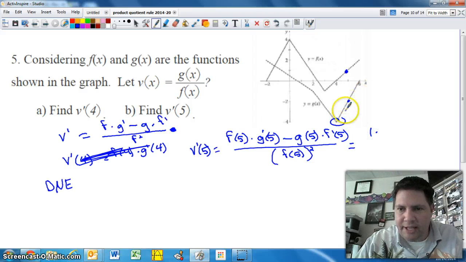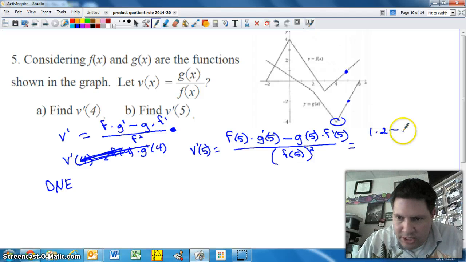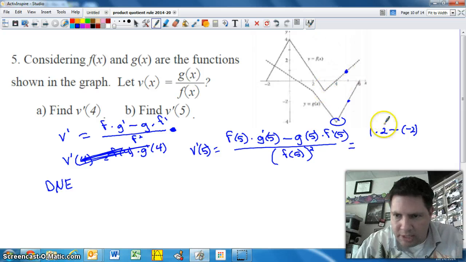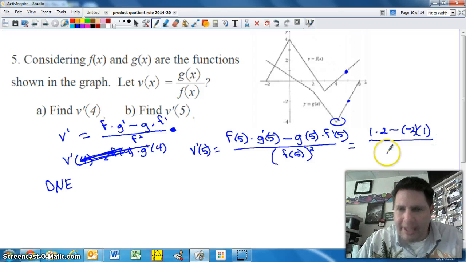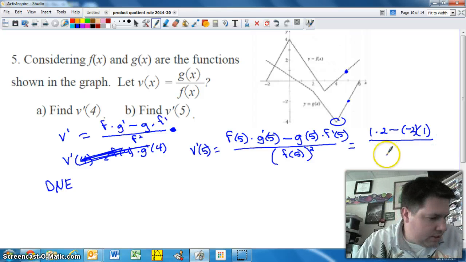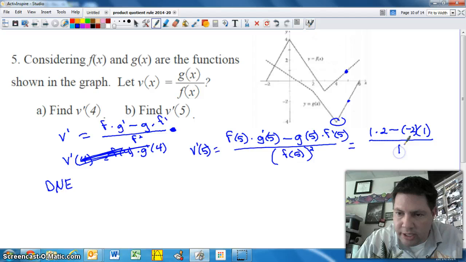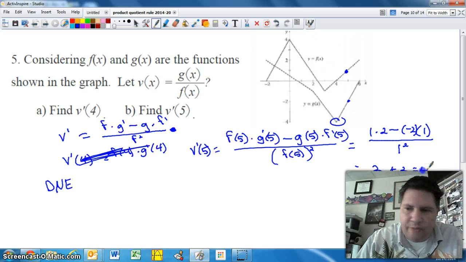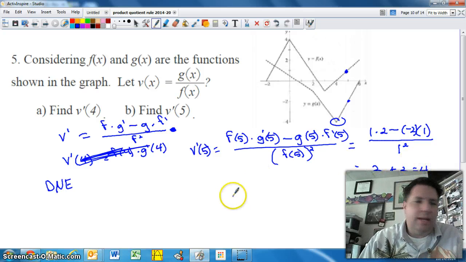G prime of 5 is the slope here. What is that slope? Looks like it goes up 2 over 1. So slope of 2. Minus, now g of 5. G of 5 is negative 2. F prime of 5 is the slope, and the slope on this one was 1. All over f of 5, we said was, making sure I double check myself now, 1, and we're going to square that. So we end up with 2 plus 2 and get 4, and that is the correct answer.